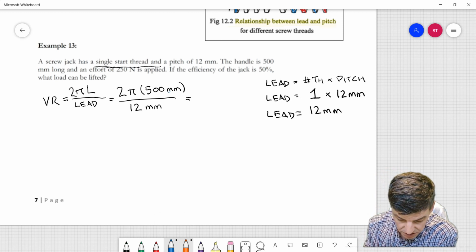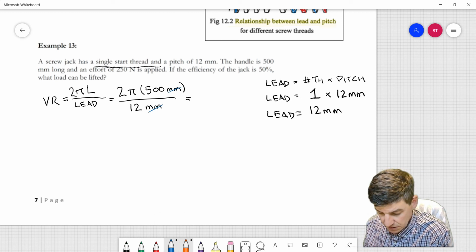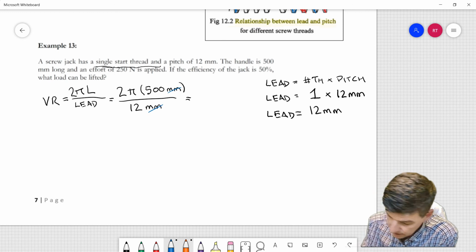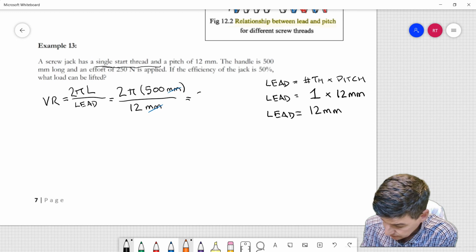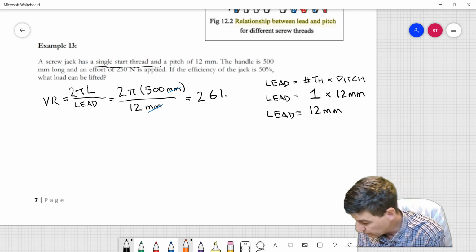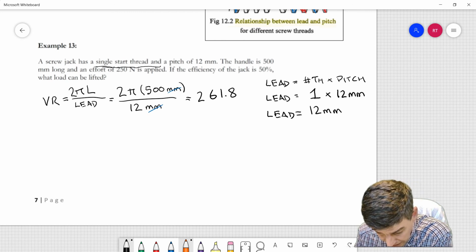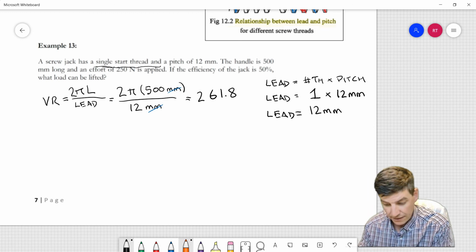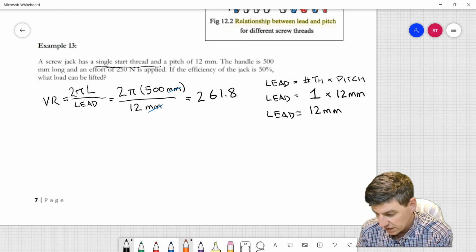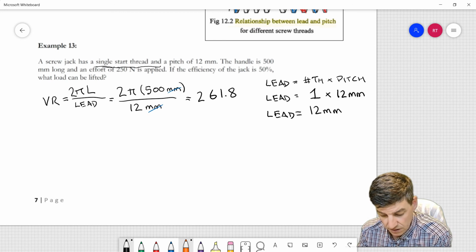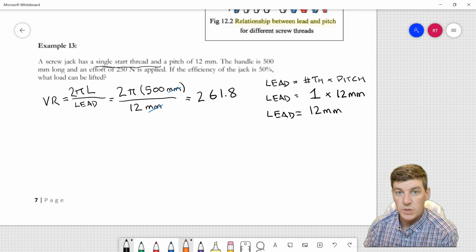Checking to make sure I'm consistent with my units, millimeters is going to cancel itself out. So 2 times pi times 500 divided by 12 gives me a value of 261.8 as my VR. Compare that number to previous VRs. We had pulleys with VRs of 5 or 6 or 8. This is a significantly more effective machine. So in the hundreds for a screw jack.